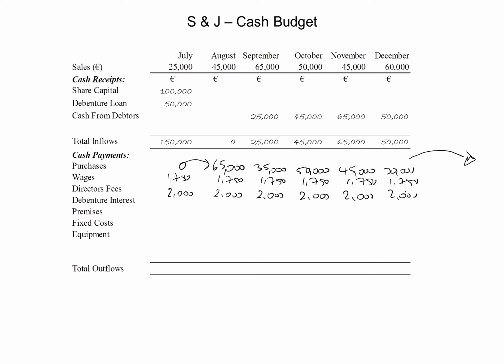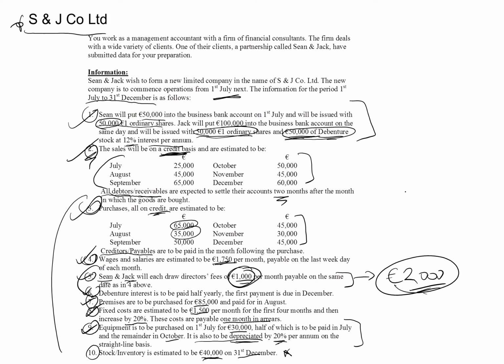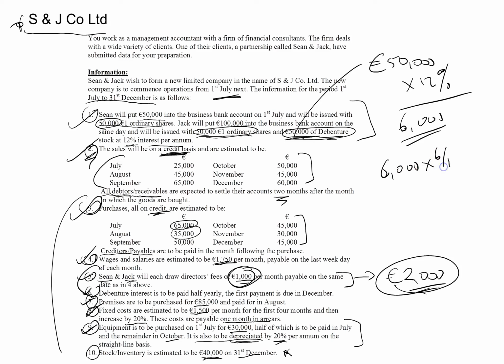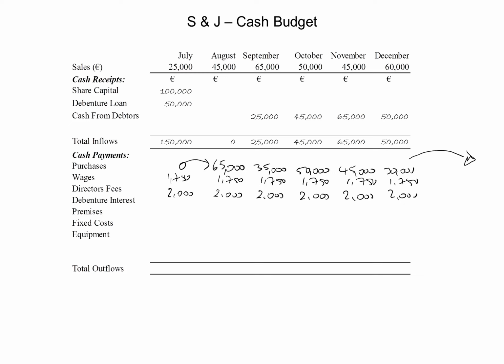The debenture interest. Now, the debenture is going to be for a 6-month period, so we'll have a quick look at that. And I'll have a look at that over here. The debenture is a €50,000 debenture, and it's at 12% per annum. So, if I were to work that out, 50,000 by 12% is 6,000, but that's for the year. So, what I'm going to do, I'm going to take that 6,000 for the year, and I'll multiply it by 6/12, or half a year, which gives me 3,000. So the debenture interest I'm talking about for the 6 months is 3,000. So I'll put that in there, and it actually says it gets paid in December, so I'm going to pop that in there underneath December.